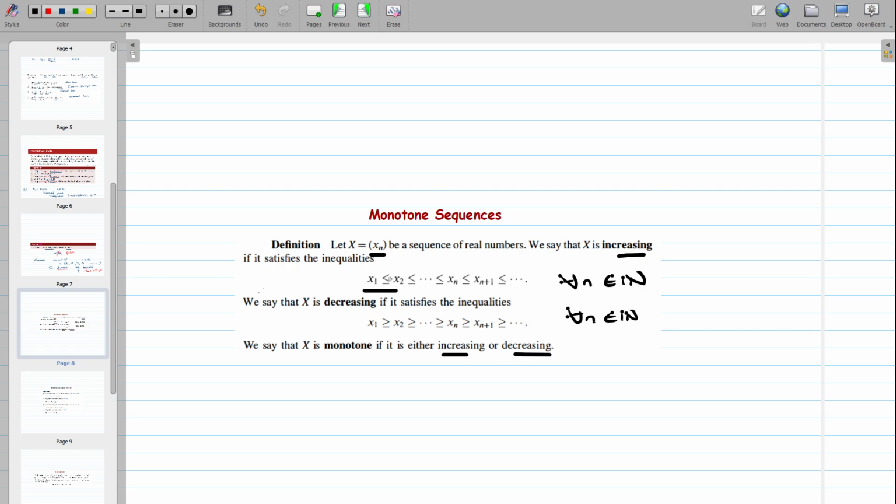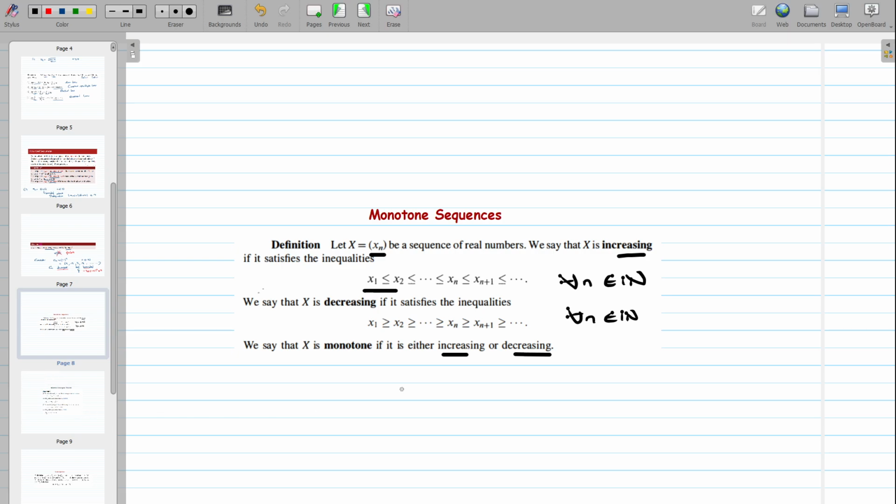Now, if we change the sign here, instead of using the less than or equal to sign, if we use the strictly less than sign, then here we're going to have a strictly increasing sequence. Then if we use a strictly greater than, instead of a greater than or equal to, then we're going to have a strictly decreasing sequence, right? So this is what a monotone sequence is. So a monotone sequence is a sequence that is either increasing or decreasing.